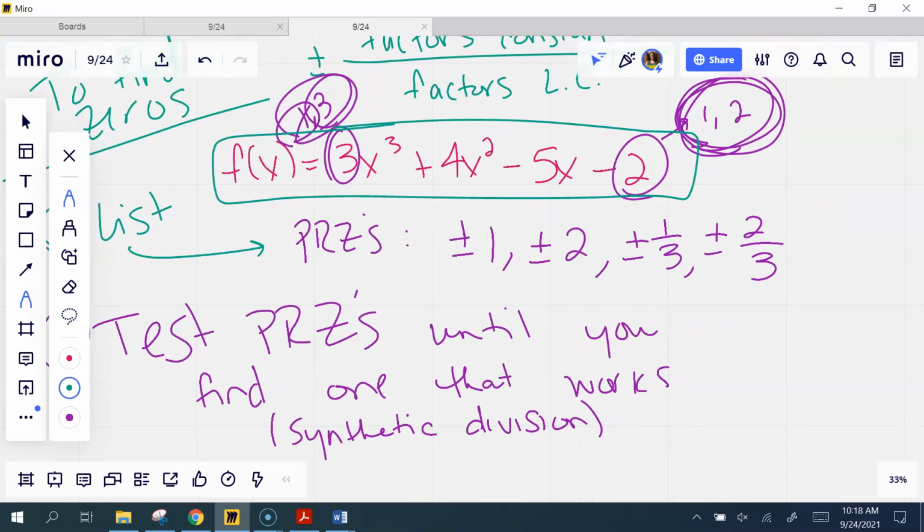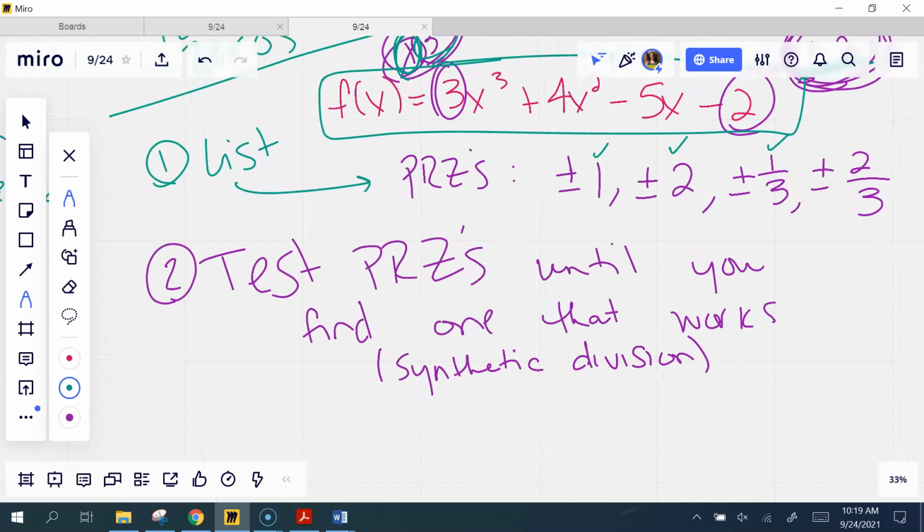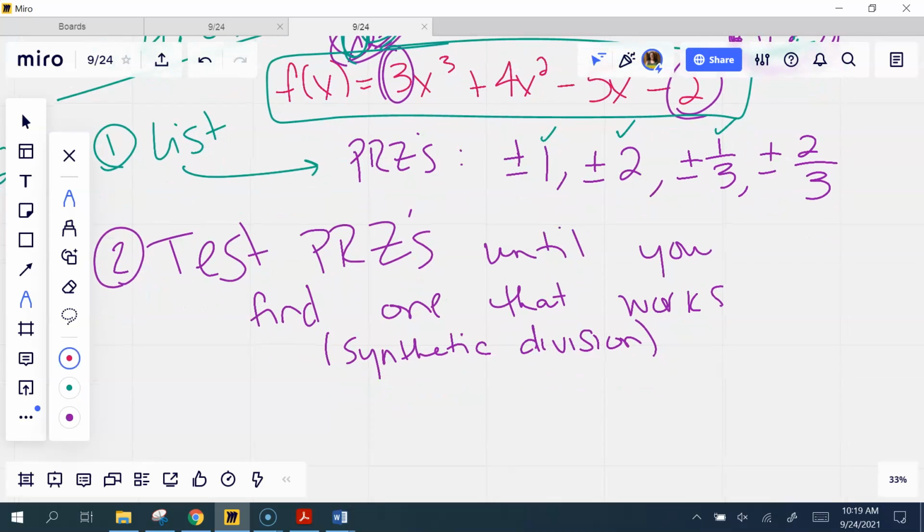So I take all of these and I divided it first by 1. So 1 divided by 1 is this one. 2 divided by 1 is this one. Then I take all of these and I divide them by 3. So 1 divided by 3 is this one, and 2 divided by 3 is that last one. Anyone find one that works yet? 1. Oh, y'all got lucky.